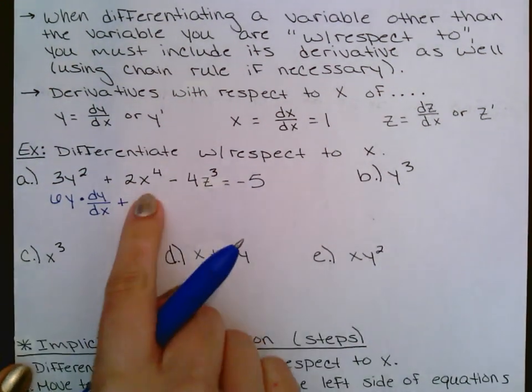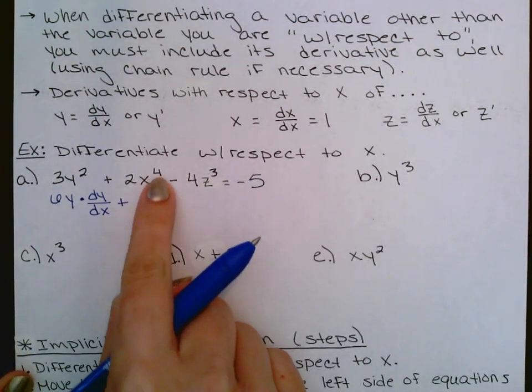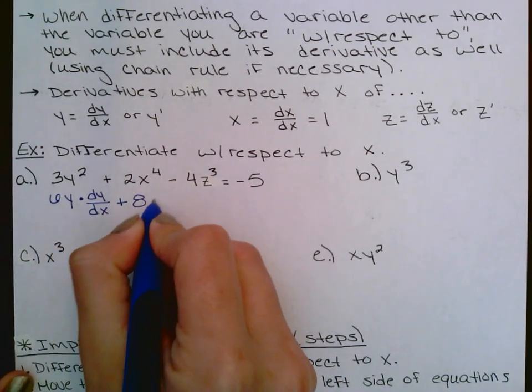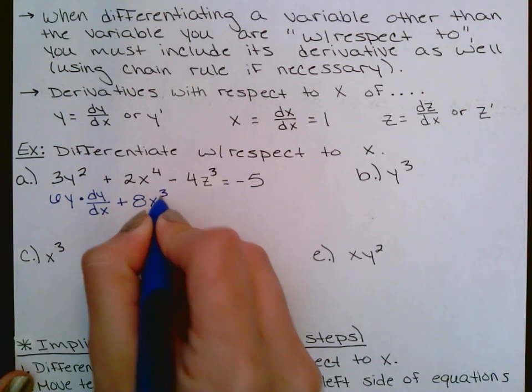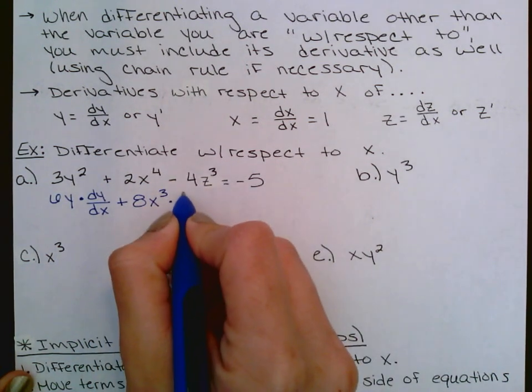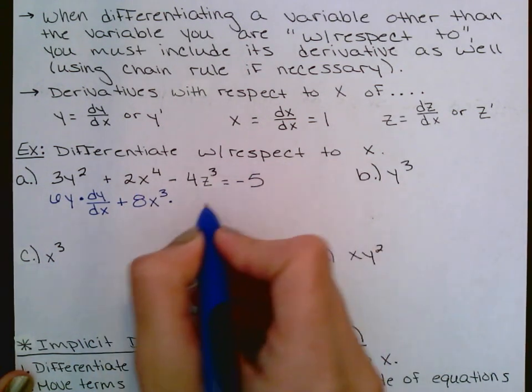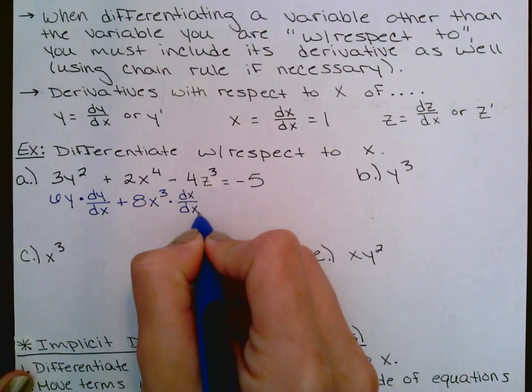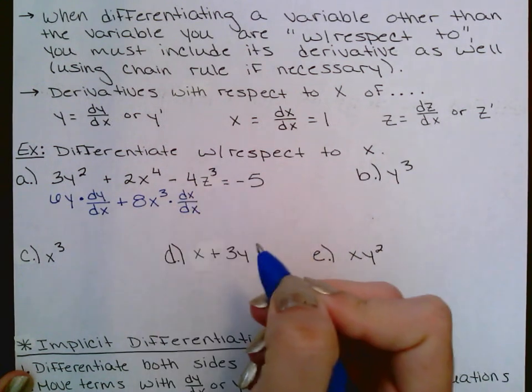Plus. Now I go to the next term, okay? Derivative of the outside, 4 times 2 is 8. Rewrite the inside, and it's now to the third power, times, if it's derivative of x with respect to x, you technically don't have to go through the motions of writing this. I'm going to write it so that you see that this is going to become a 1.